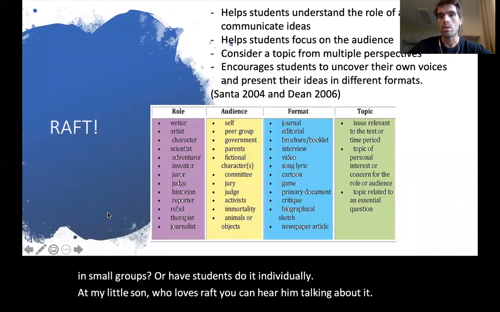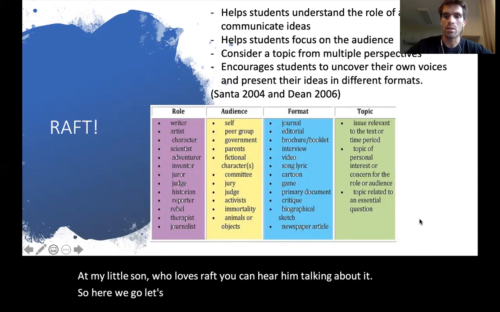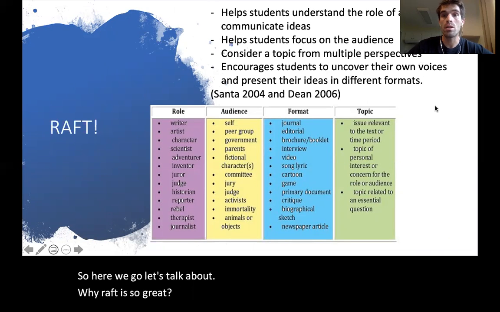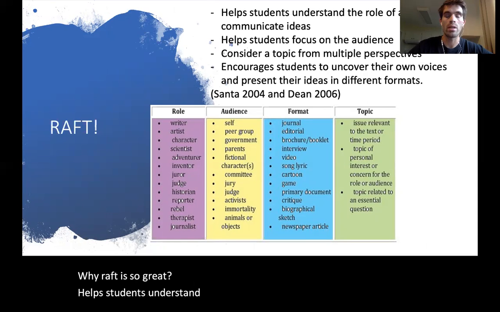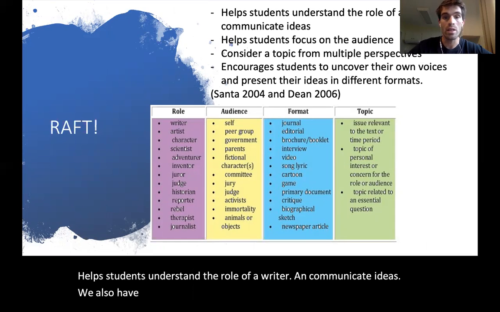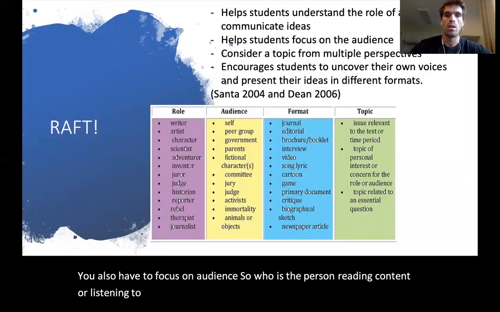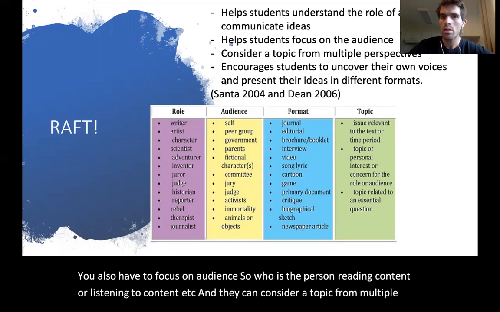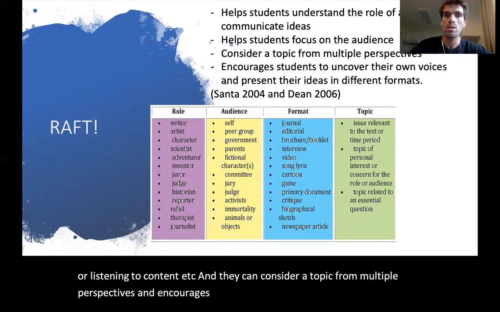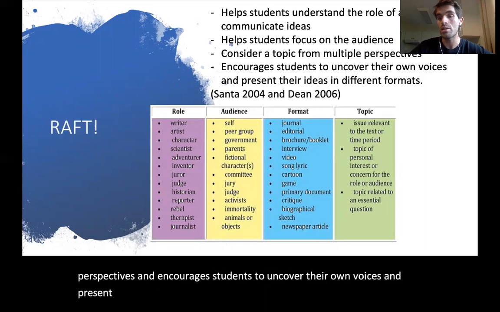So here we go. Let's talk about why RAFT is so great. It helps students understand the role of a writer and communicates ideas. It also helps students focus on the audience. So who is the person reading content or listening to content, etc. And they can consider a topic from multiple perspectives, and it encourages students to uncover their own voices and present their ideas in different formats.